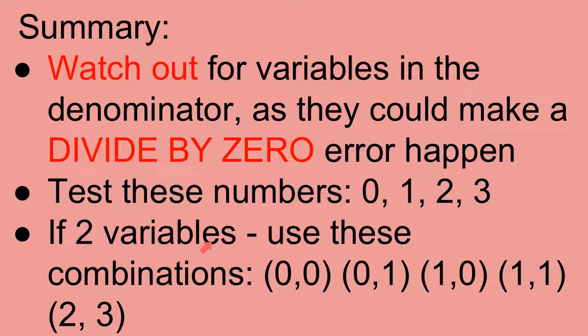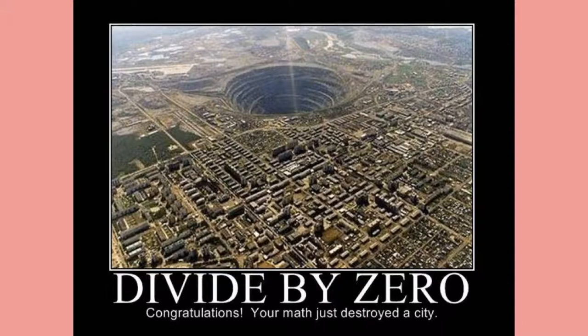If you have 2 variables in the problem, you should think about having them both be 0, one of them being 0 and the other being 1, and vice versa, and then both of them being 1, and see what happens. Those 4 combinations right there are really easy and quick to do mathematically, and they will tell you a lot about the problem. And then lastly, try some random different numbers and see what happens. And then if you happen to divide by 0, this is what could happen, and we don't want that. That's a very bad day.